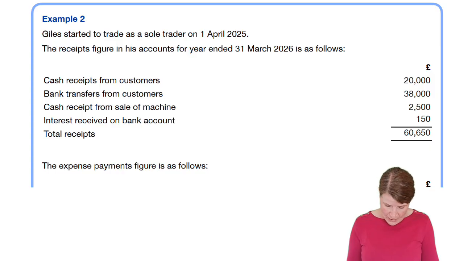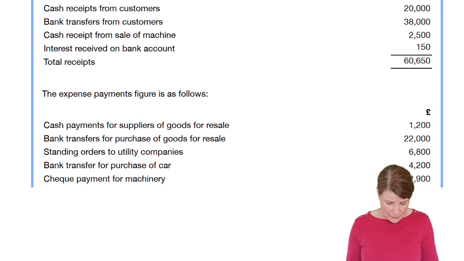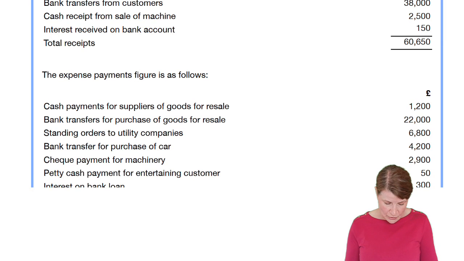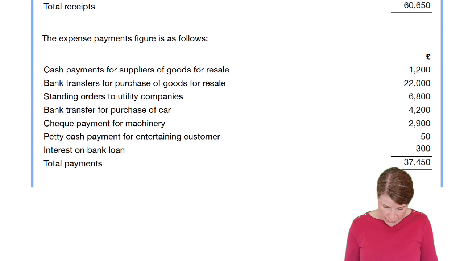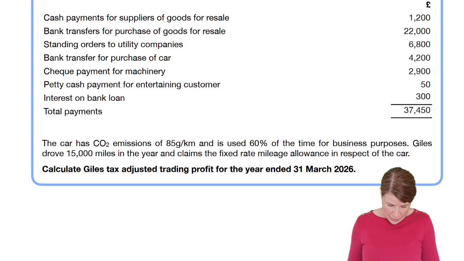And we've got receipts from customers, we've got bank transfers, we've got sale of a machine, we've got interest received on a bank account, and we've got total receipts there of 60,650. And then we've got our payments. So we've got total payments there of 37,450. We've got a car in there as well.